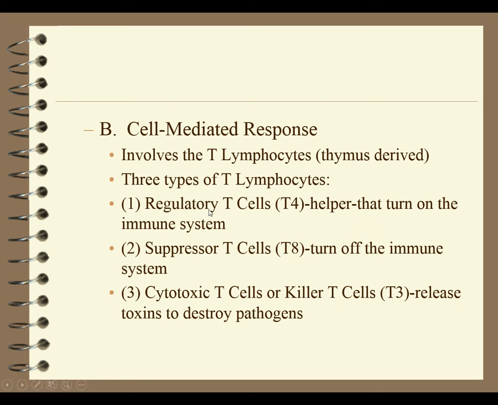Now, what happens in HIV and AIDS, which we're going to talk about, is it attacks CD4, T4, CD4 cells. Those are the helper cells that turn on the immune system. So if it attacks these cells, then you end up with more T8 cells that turn off the system. That's why they become immunocompromised and immunosuppressed.